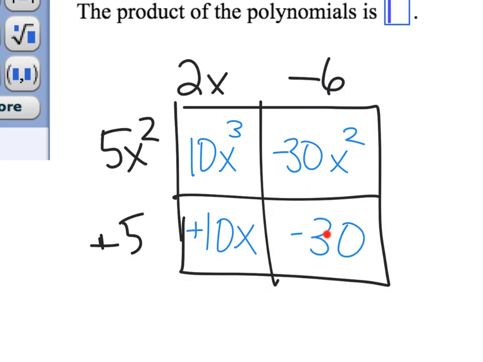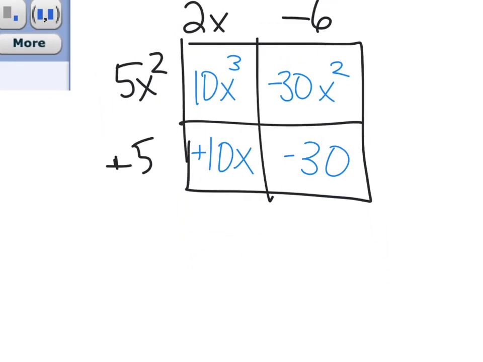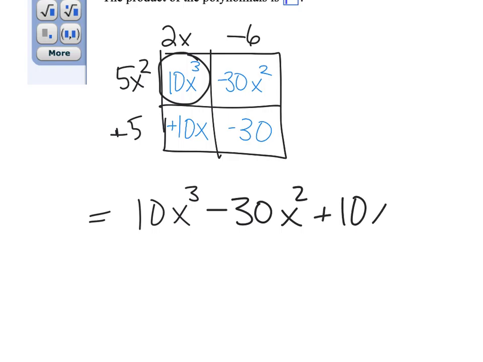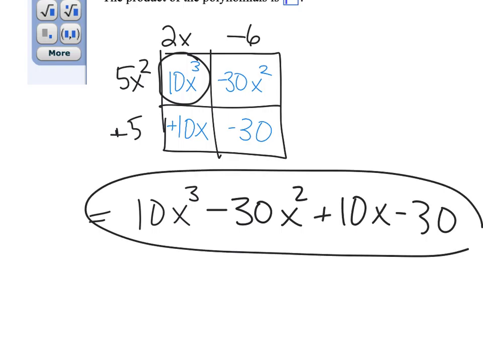These are not like terms because you don't have a variable down here, so we can't combine those. Don't get tripped up by that. And so let's start combining our like terms. This one has no like terms, so it's 10x cubed. And you'll see that, traditionally we've been having a lot of diagonals, but there are no like terms here. So we can write them down here in any order, but traditionally we go from greatest exponent to lowest exponent. So negative 30x squared plus 10x minus 30. So no common or like terms.